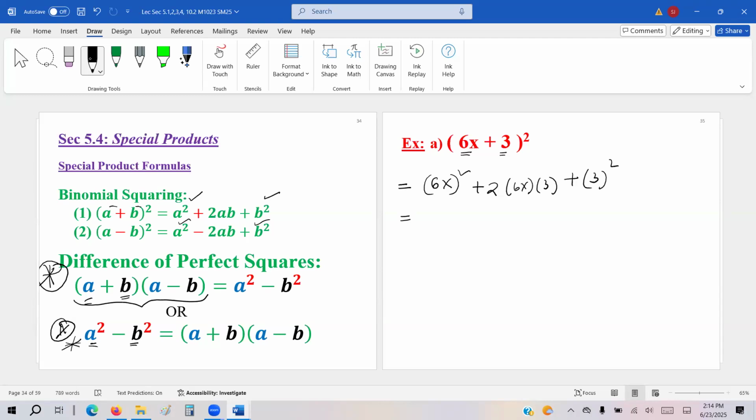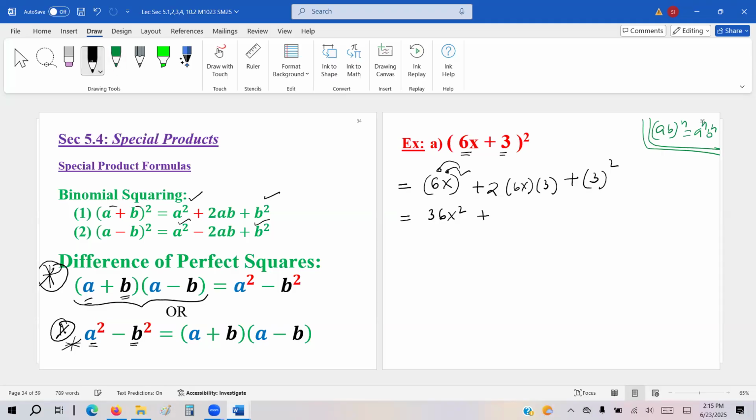So 6x whole thing squared. What do you get from there? Go ahead, Martin. Perfect, 36x squared. We are using the power rule. Anything where you have more than one element in your base, you have to distribute the power. The rule is (ab) to the power n means a to the n, b to the n. So it becomes 36x squared, not 6x squared.